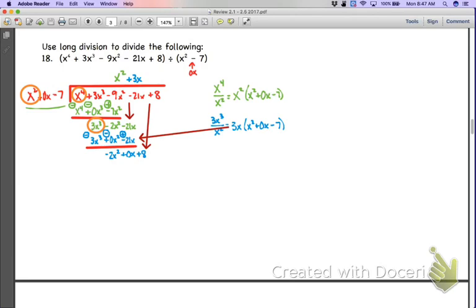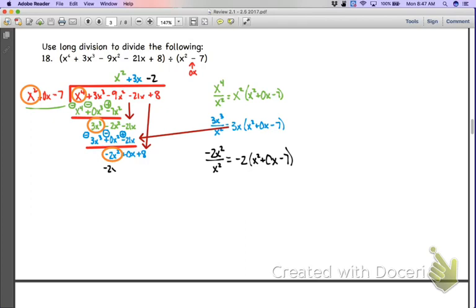Now, again, I have a new lead. So I have a negative 2x squared. I'm going to take it and I'm going to divide it by the x squared that I have out in front still. So I'm left with a negative 2. So minus 2. Multiply it again by x squared plus 0x minus 7.